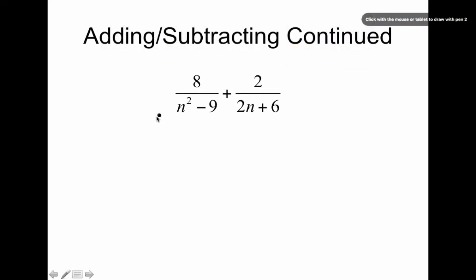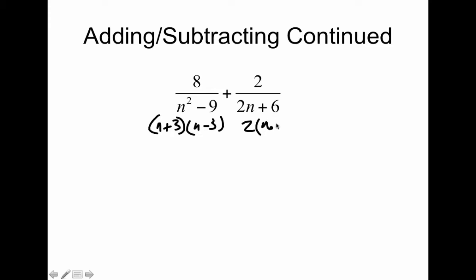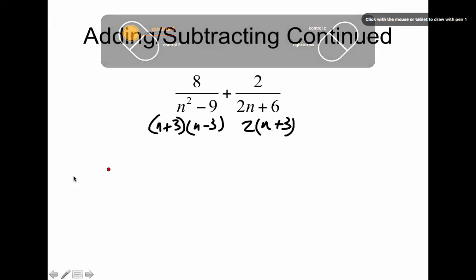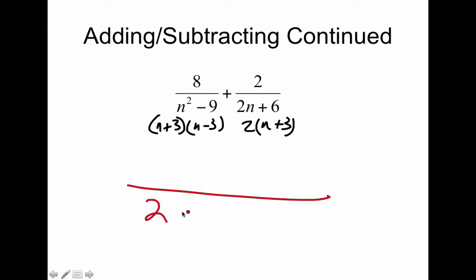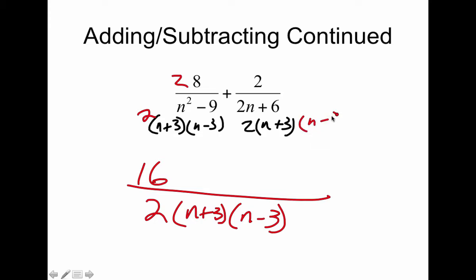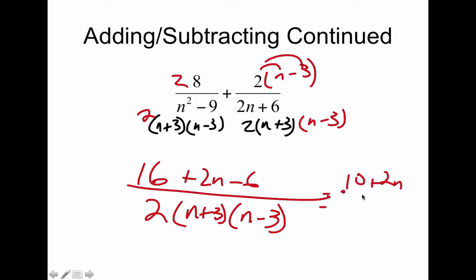Factor the denominators first. N plus 3, n minus 3. 2 times n plus 3. Common denominator will be: I need a 2, I need an n plus 3, I need an n minus 3. Okay, so what does this one need? It needs a 2 and a 2. Gives me 16. This one needs an n minus 3, n minus 3. Plus 2n minus 6. Distribute, distribute. Combine the like terms, and I get 16 minus 6, 10 plus 2n over 2 times n plus 3, n minus 3.